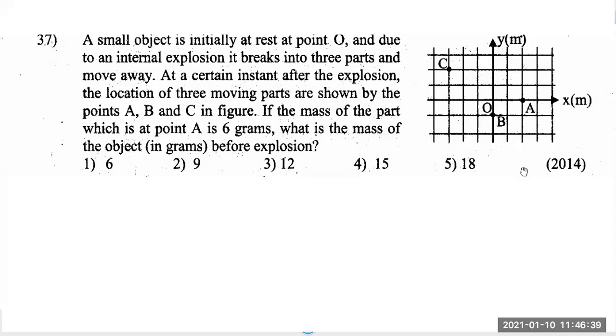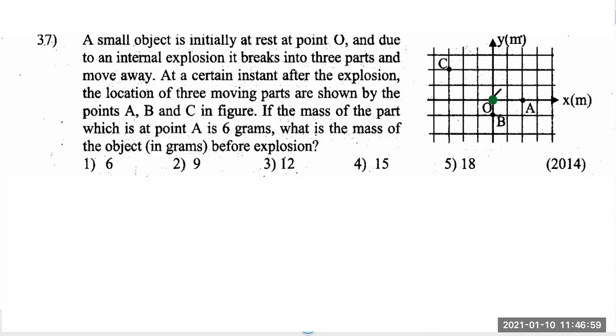This question is from 2014. A small object is initially at rest at point O. The object is not given here, so I'll take its initial position. This is the position where the object was at rest initially, point O. And due to an internal explosion, it breaks into three parts and moves away.